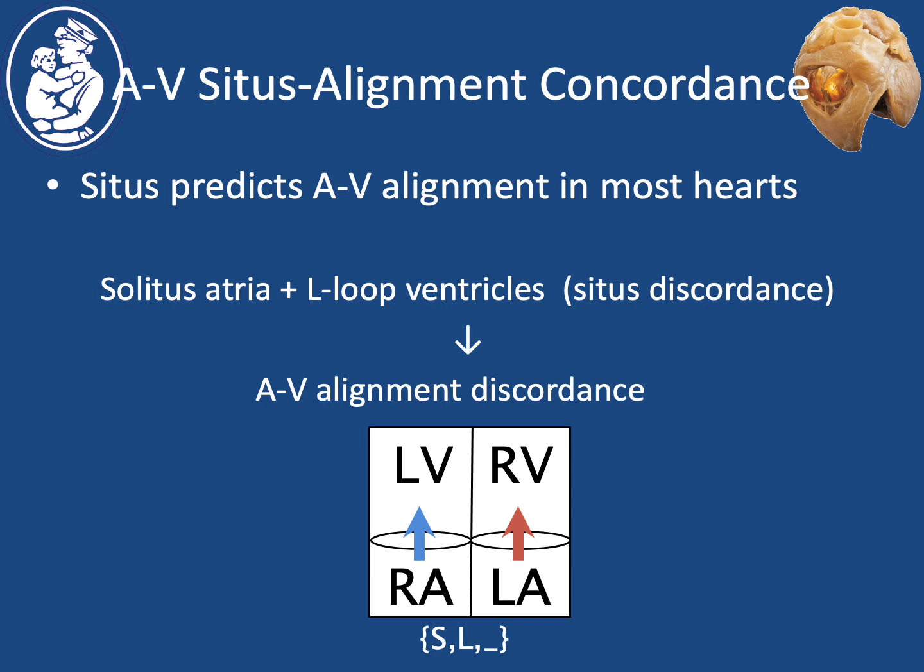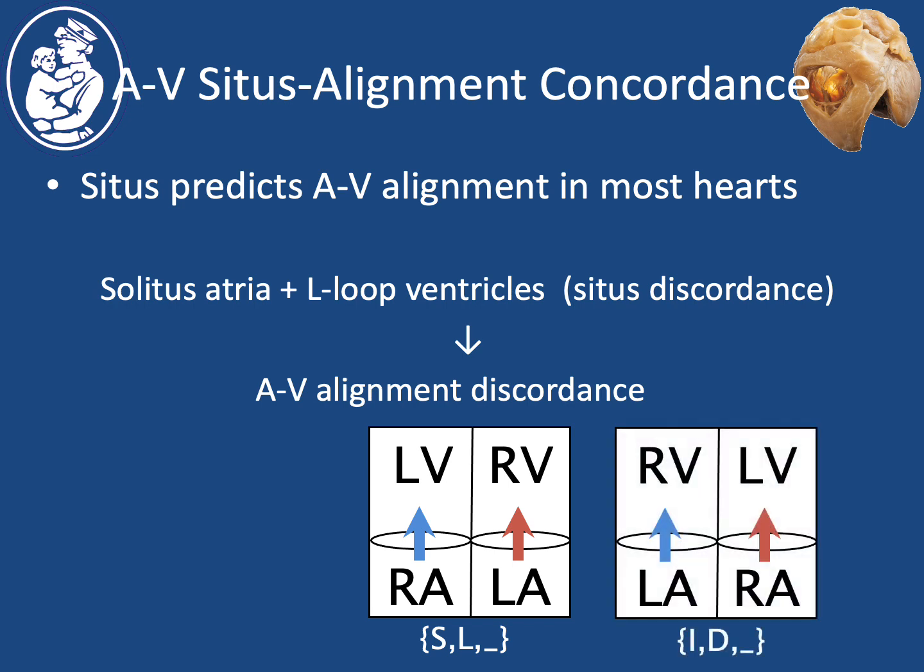Discordant situs also predicts discordant AV alignment. For example, with solitus atria but L-looped ventricles, there is situs discordance. Normally we would expect to have D-looped ventricles with solitus atria. In the presence of L-looped ventricles, there is situs discordance, and this predicts alignment discordance as well. The right atrium is aligned with the left ventricle and the left atrium with the right ventricle, and that occurs in most such cases. This is also true for inversus atria and D-looped ventricles.